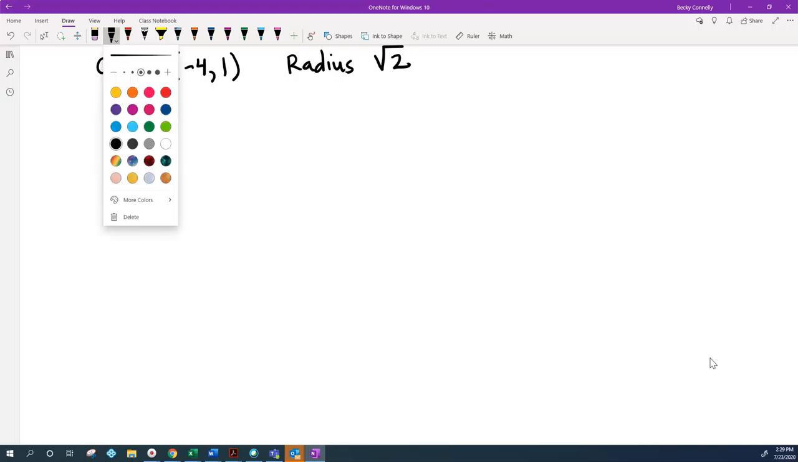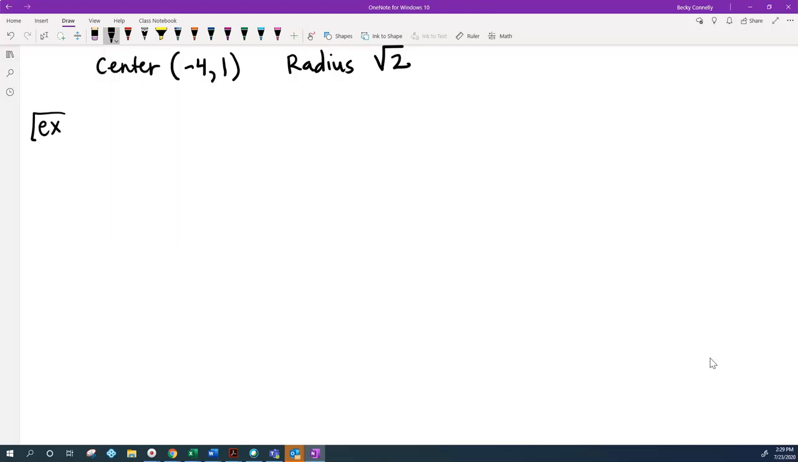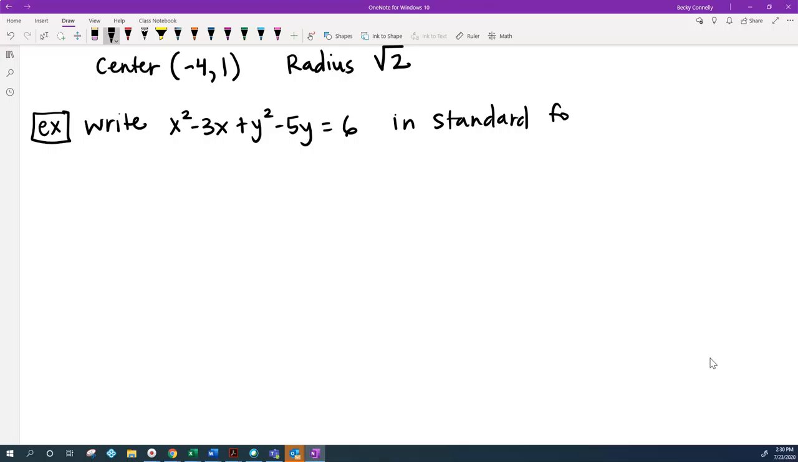All right, I'm going to have you try these two then and see how you can do with this. So kind of similar to the one that we just did above. Write x squared minus 3x plus y squared minus 5y equals 6 in standard form, and state the center and radius.